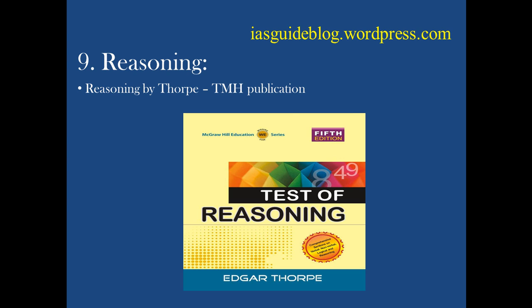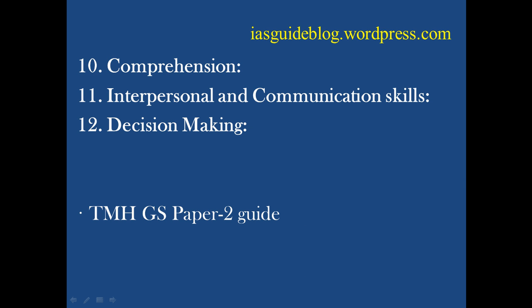When it comes to reasoning, you should go for the reasoning book by Trapp. It is a Tata McGraw-Hill publication, a very bulky book, but with very simple and easy coverage. And when it comes to comprehension, interpersonal skills, communication skills and decision making, explicit sources are not required, so you can go for a guide. The Tata McGraw-Hill guide is the guide for paper 2.